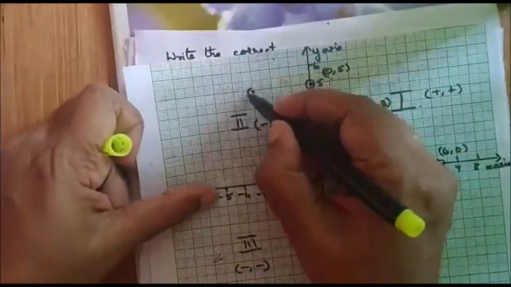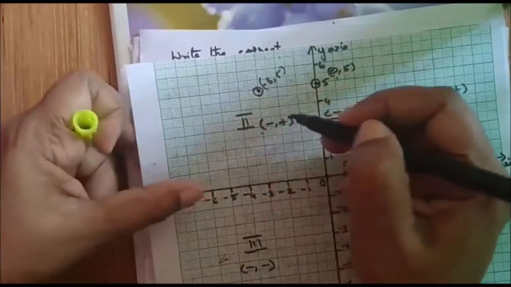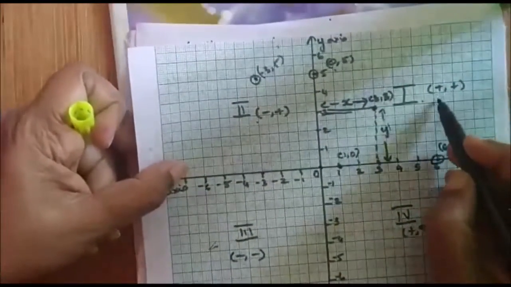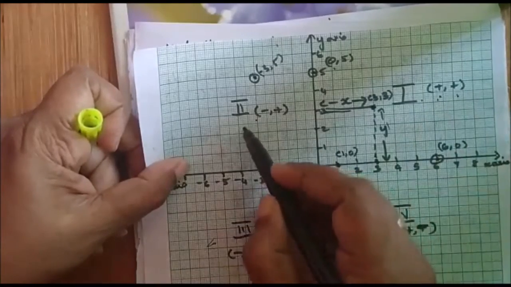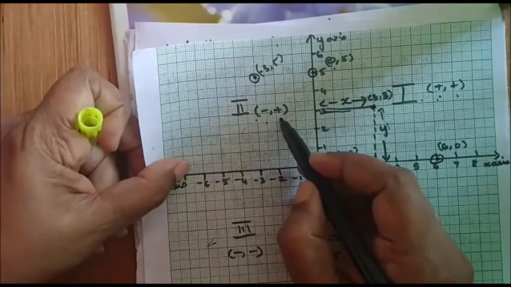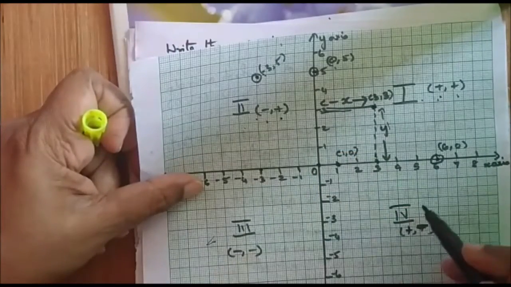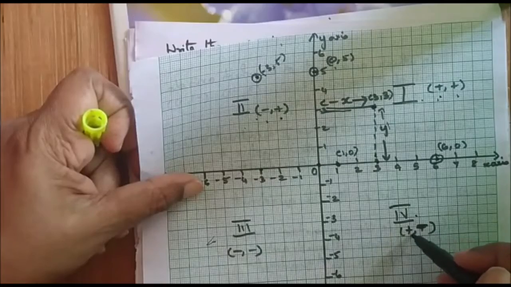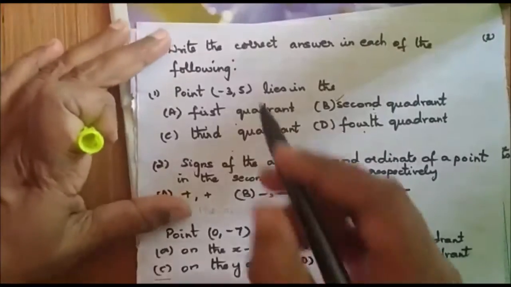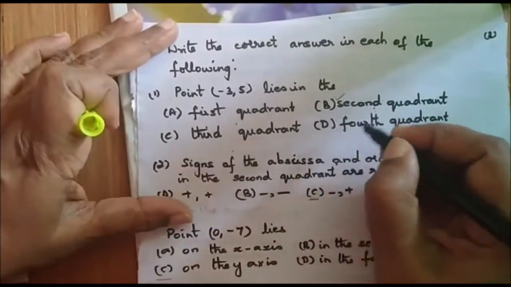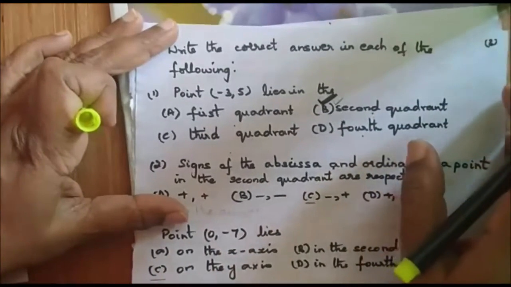The point lies over here. So what is this quadrant? It is the second quadrant. See, in the first quadrant, both x and y are positive. In the second quadrant, x is negative and y is positive. In the third quadrant, both x and y are negative. In the fourth quadrant, x is positive and y is negative. So this point (-3, 5) lies in the second quadrant. So, B is the correct answer.